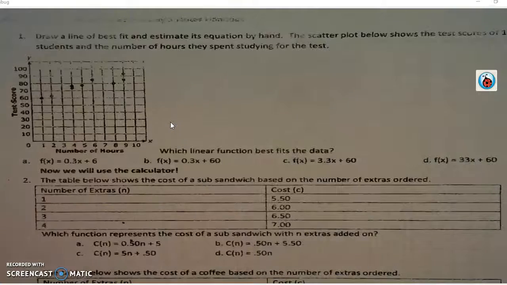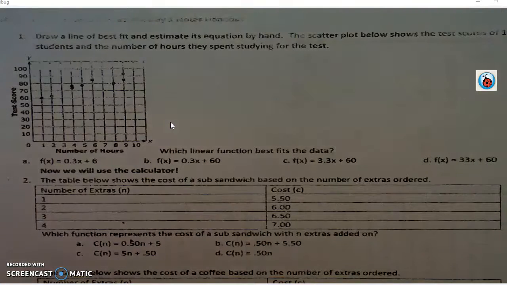This video is on linear regression and correlation versus causation. If I go too fast, just pause the video. You can rewind it. You can change the playback speed. So number one, draw a line of best fit and estimate its equation by hand.